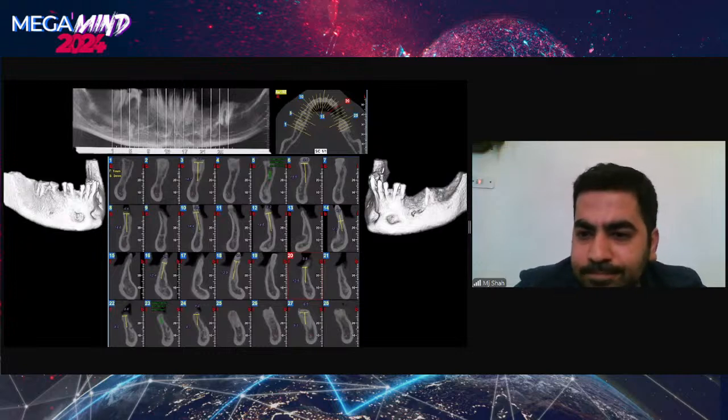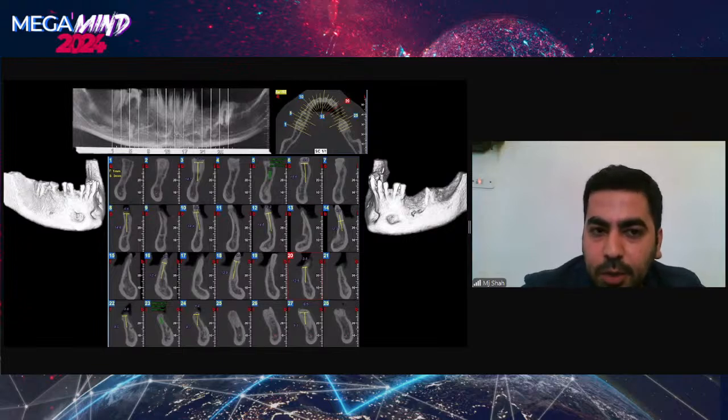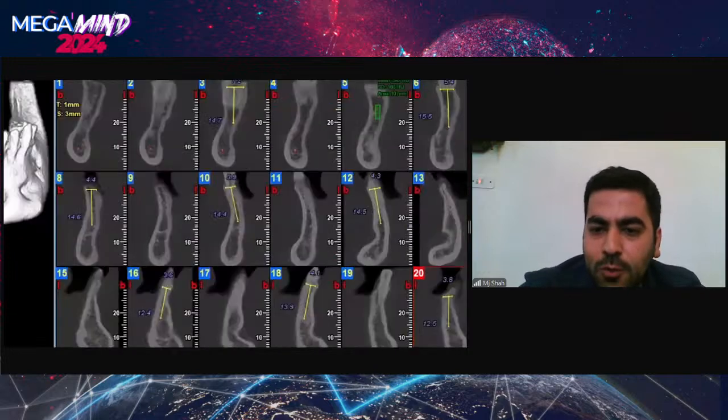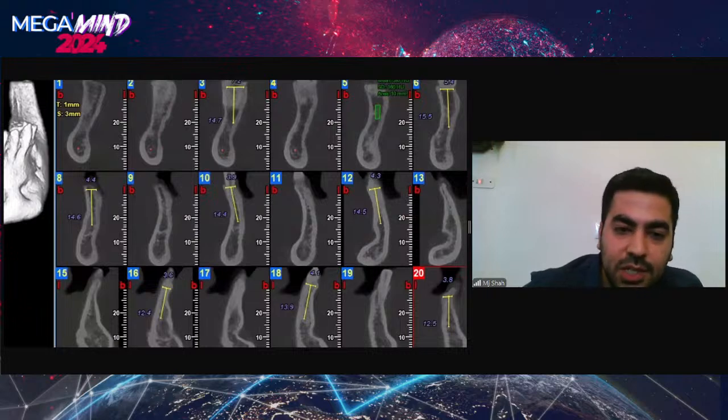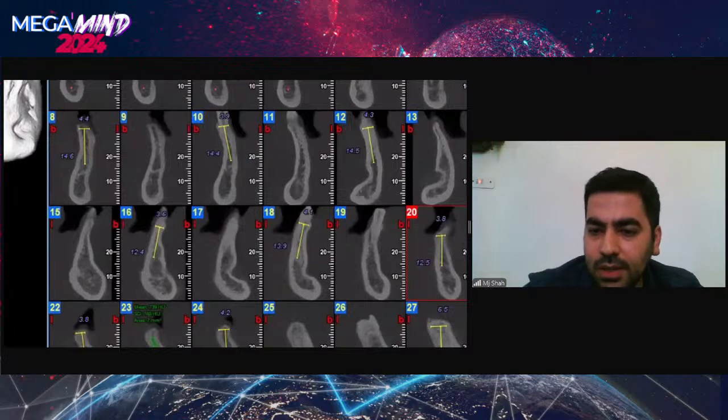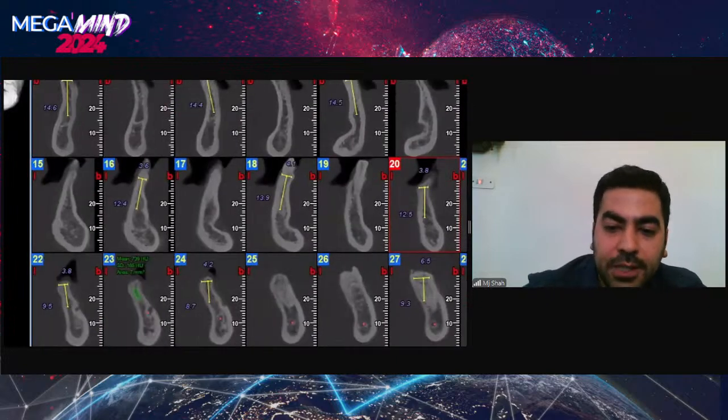The bone height is enough, but what about the width of the bone? On the right side, please notice section number 10. The bone width is around 4 millimeters. On the left side, please notice sections 20 to 24. The bone width is around 4 millimeters. So in order to place implants, we need to horizontally augment the ridge.